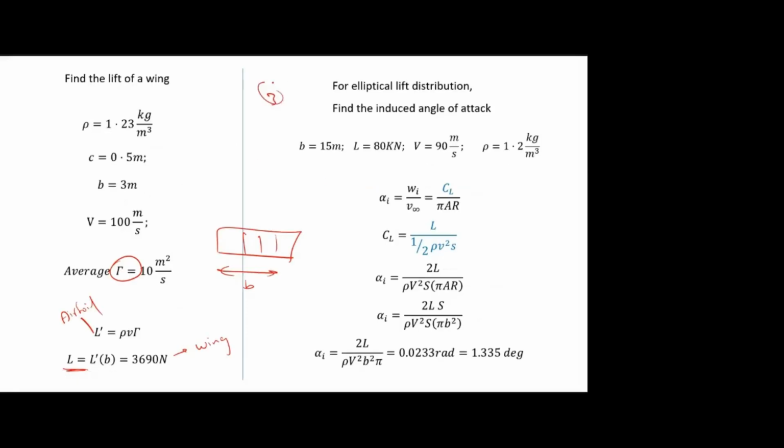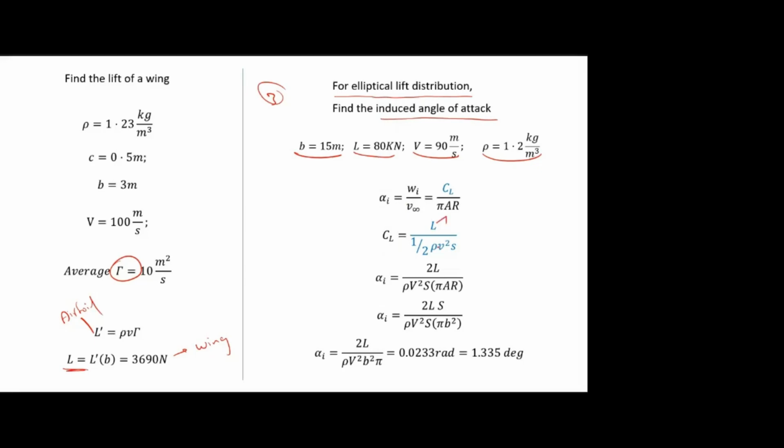Okay, and this is the third problem. So here also they mention the wing produces the elliptical lift distribution. Wingspan is 15 meter, lift is 80 kilonewton, free stream velocity is 90 meter per second, density is 1.2 kilogram per meter cube. So we have to find the induced angle of attack, alpha i. They have given both formulas, Wi by V infinity or CL divided by pi AR. You can use any formula which is applicable based on these inputs. I think lift is given, so we can take this CL equation. So first I can find the CL, lift divided by half rho V square S.